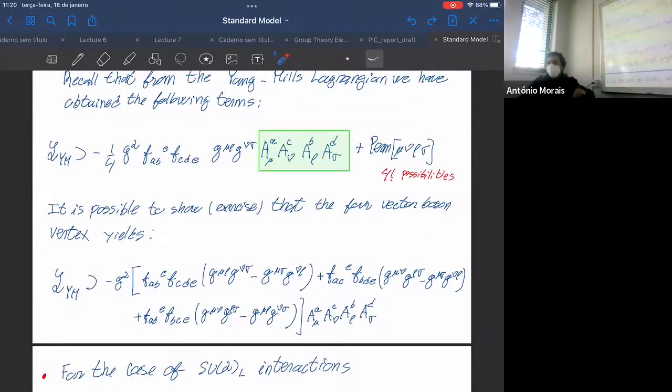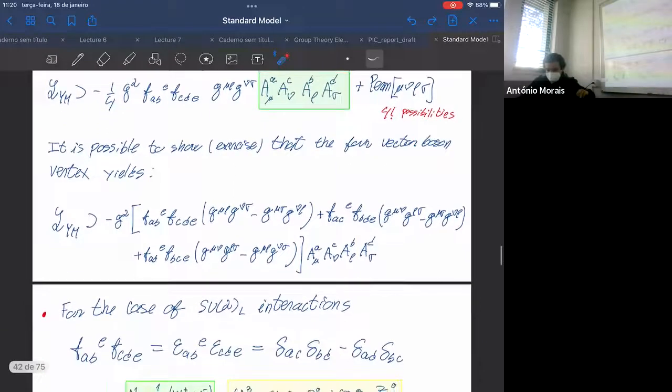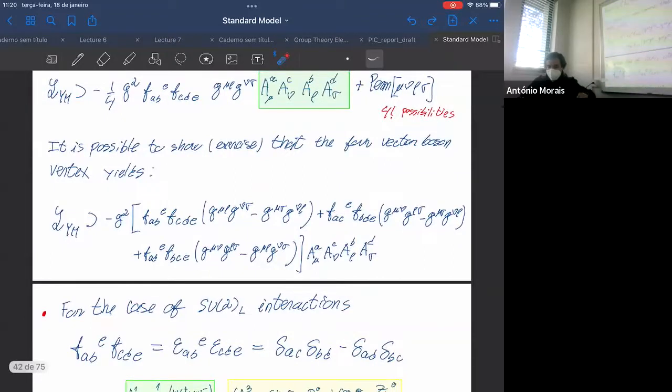Now, let's focus on the case of the SU(2) interactions here. The first thing to recall is this property: the structure constants of SU(2) are the epsilon, the Levi-Civita tensor. So you know this sum. This is a well-known result. This minus is because of the anti-symmetry, and you can use it.